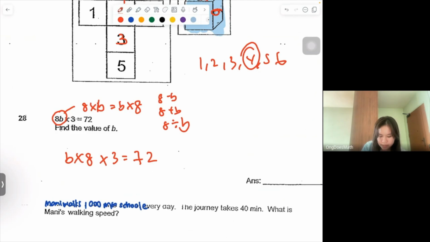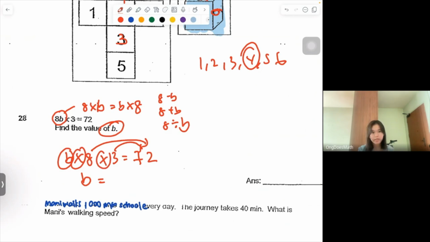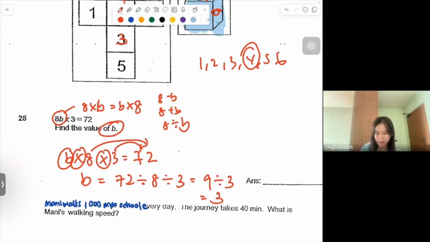You want to find the value of b, right? So you want to make b the subject. So you want b to be on the left-hand side, everything else on the right-hand side. So you shift this over, you want to shift this over. When it's here it is multiplication, so when you shift over, it becomes the opposite. The opposite of multiply is divide. So you'll take 72 divided by 8, divided by 3. What's 72 divided by 8? 72 divided by 8 gives you 9. So 9 divided by 3. 9 divided by 3 gives you 3. So the answer is 3.